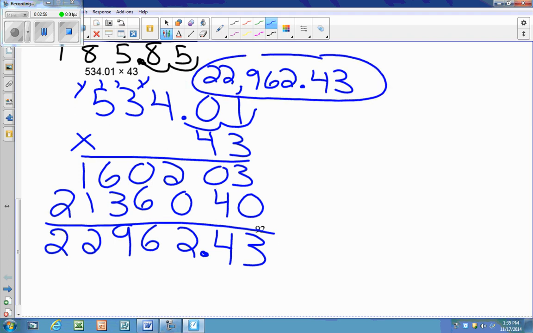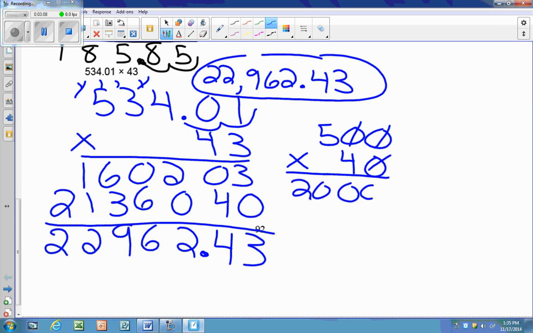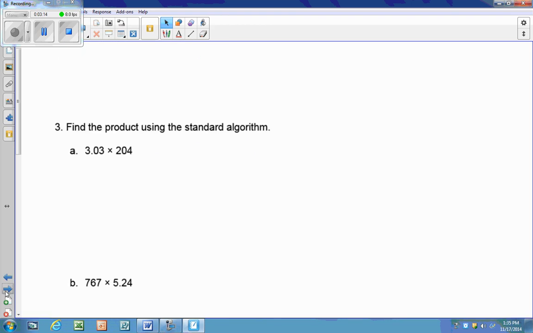And I'm going to do an estimate on the side to see if my answer is reasonable. I have 500, multiplying that times 40. Ignore my zeros and I get 20. And put my zeros back in, I get 20,000. That's a reasonable estimate for my actual answer.